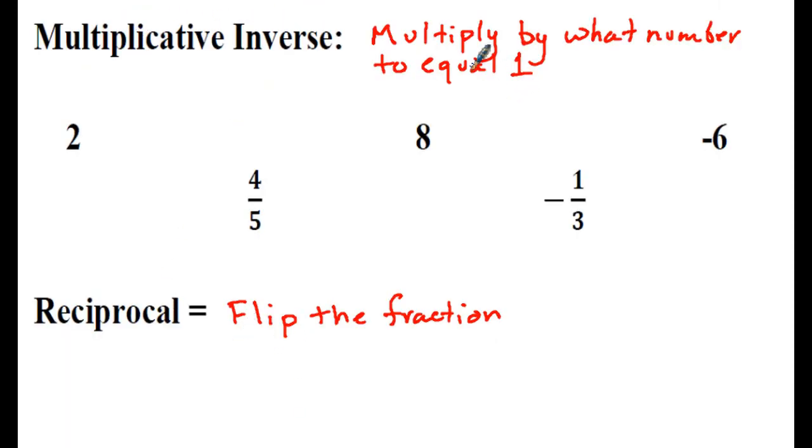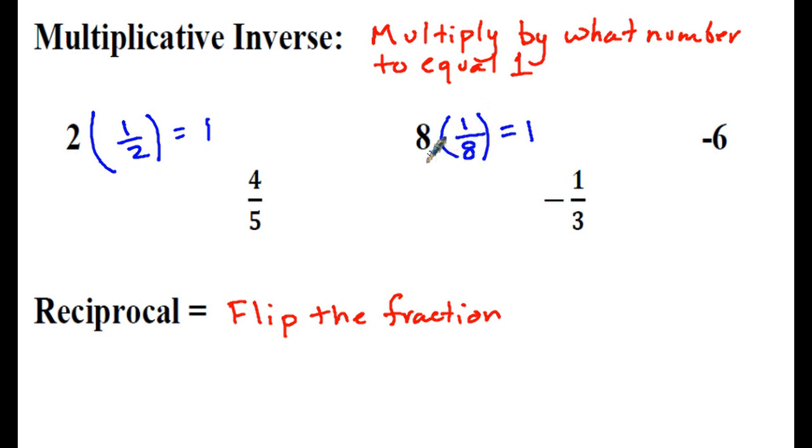The multiplicative inverse, that is to multiply by what number to equal 1. So we want to know what number do I need to multiply to make it equal to 1. So let's look at this example. We have a 2. What number do I need to multiply to turn the 2 into a 1? Well, that would be 1 over 2. Okay. For the 8, what number do I need to multiply so that this equals a 1? Okay, well that would be 1 over 8.